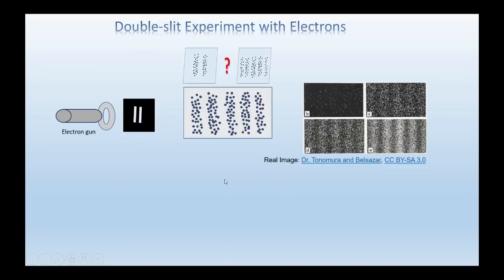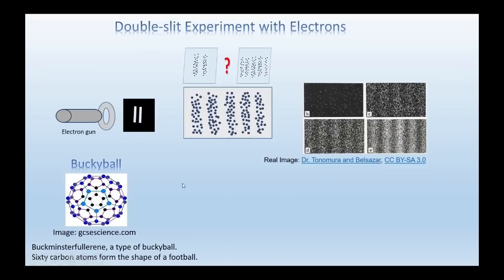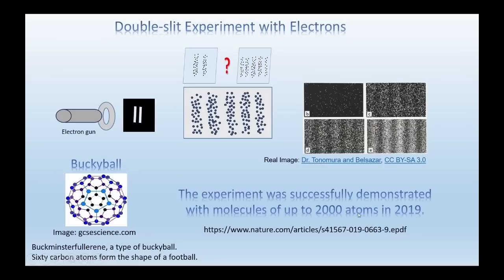The surprise becomes even greater when we discover that it works not only with electrons but also with so-called buckyballs, where 60 carbon atoms form a ball-shaped molecule. Moreover, in 2019, it was successfully demonstrated with molecules consisting of 2,000 atoms. While no one disputes that it works this way, the interpretation of the experiment divides physicists.